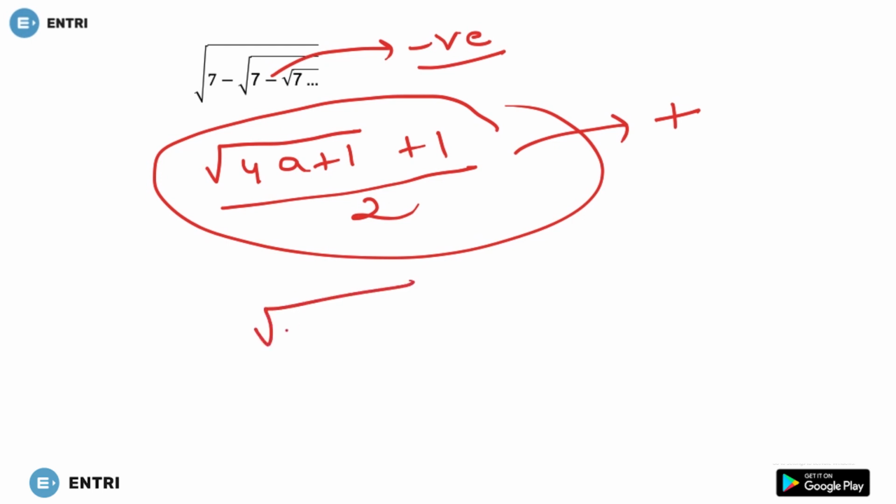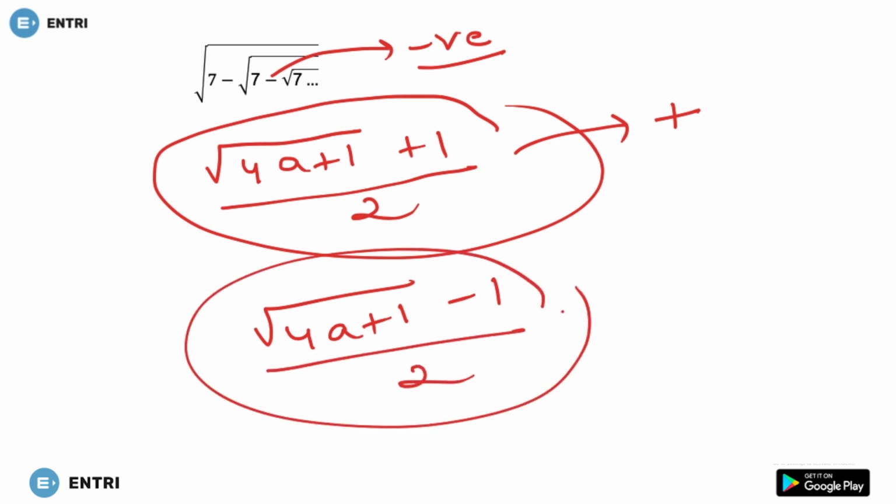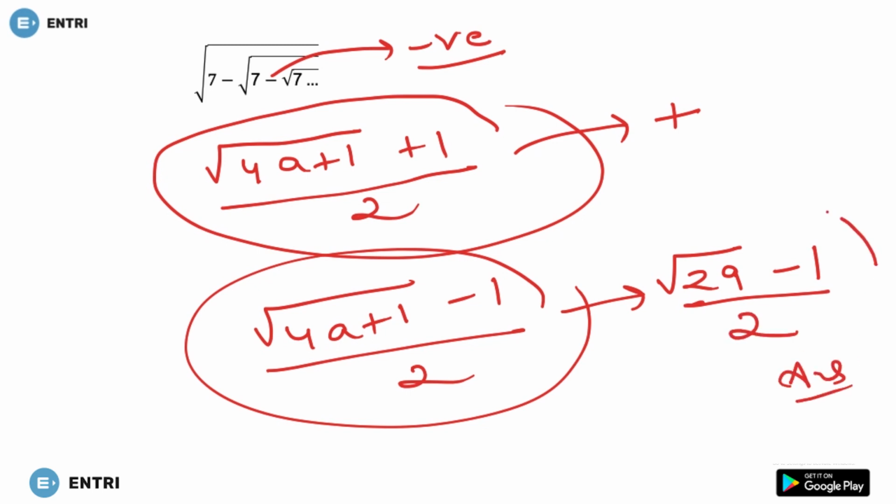What will be the formula now? The new formula is going to be root 4a plus 1 minus 1 upon 2. That means 4 into 7 are 28 plus 1 is 29, that is root 29 minus 1 divided by 2. So in this manner you can solve any question. Any question can be solved within seconds, and within seconds when you get the correct answer, your chances for selection become maximum. Fine. So let's move on to the next part.